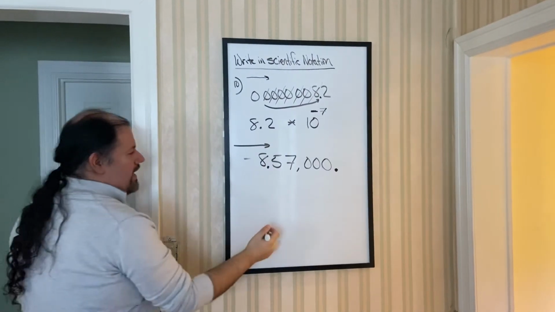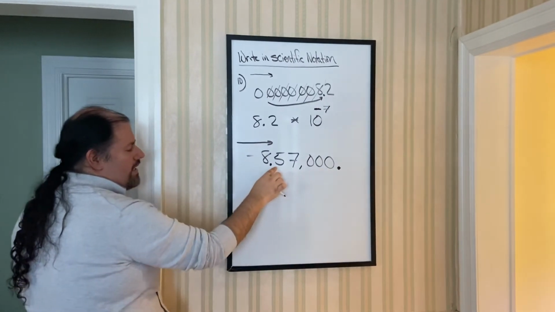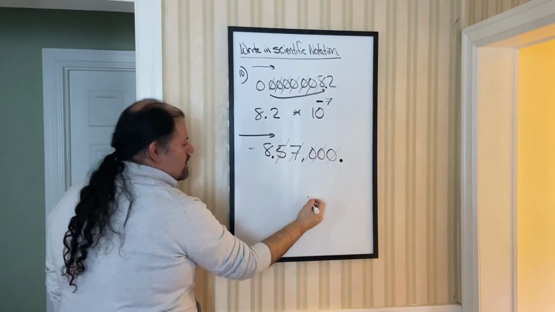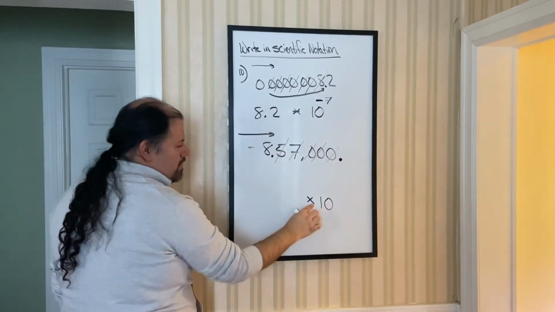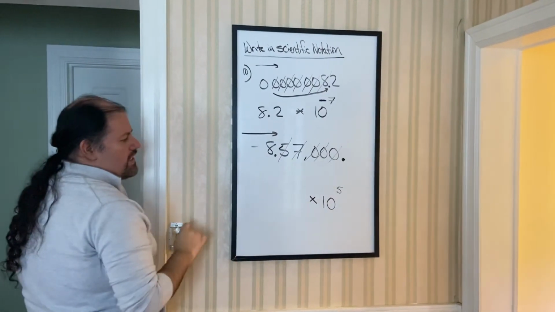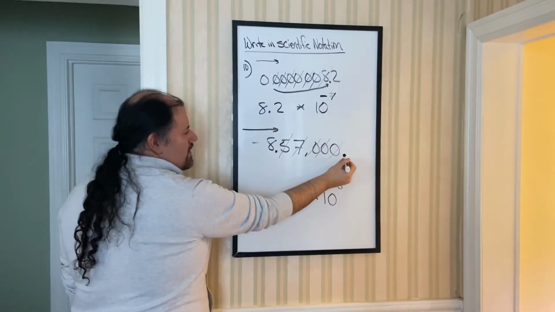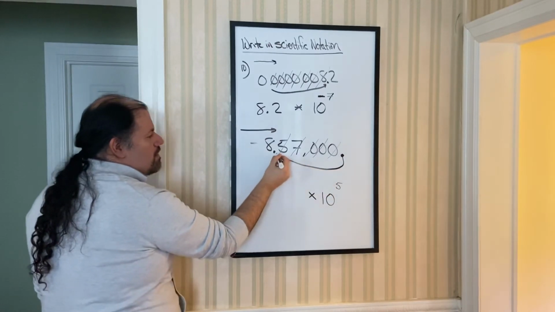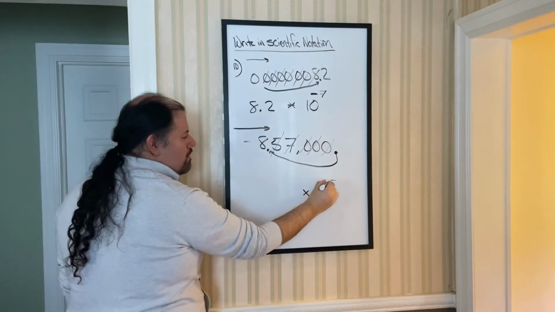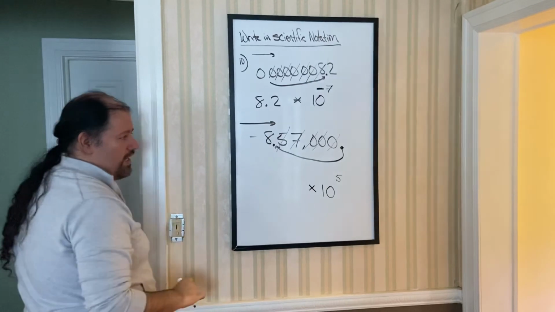Okay? The next is count how many digits are between the old and the new. So there's 1, 2, 3, 4, 5. So we know that's going to be our exponent, times 10 to the 5th. But now we got to figure out if that's going to be a negative or a positive. Notice our original is here. Notice the new one we moved to the front. So we know this is going to be a positive. You don't have to put a plus sign here because it's understood to be a plus. So we'll just leave it as a 5.